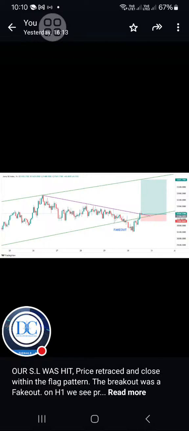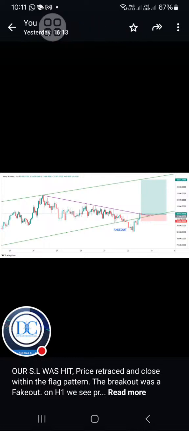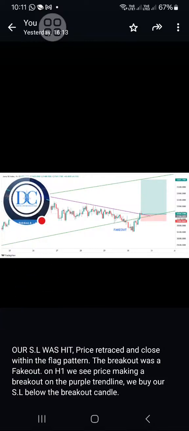So I noticed that this was a fake out. This is very common. So we then took the signal for the fake out. This was a fake out, and I explained in this message. I said our SL was hit, price retraced and closed within the flag pattern. The breakout was just a fake out.